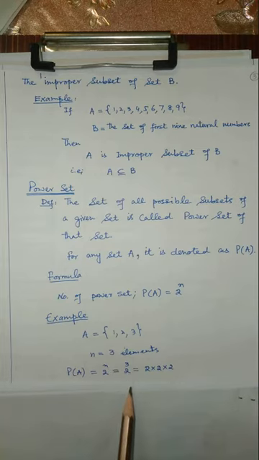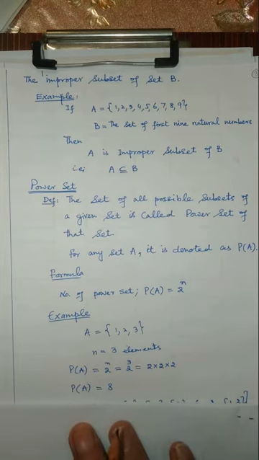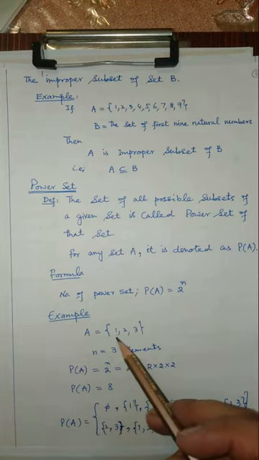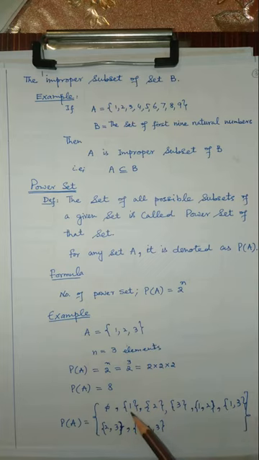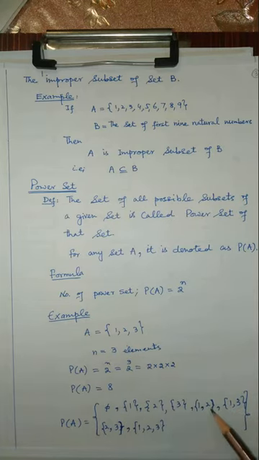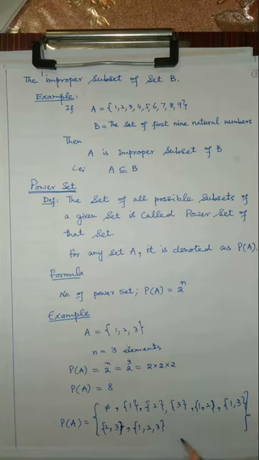2 power 3 means 2 multiplied 3 times. 2 twos are 4, 4 twos are 8. Like this. Now power set P of A: first we write the empty set, then we write one element in each bracket, like 1 in bracket, 2 in bracket, 3 in bracket. Then 1 with 2, 1 with 3, 2 with 3, and then all 3 elements. It means power set is the sum of proper subsets and improper subset.